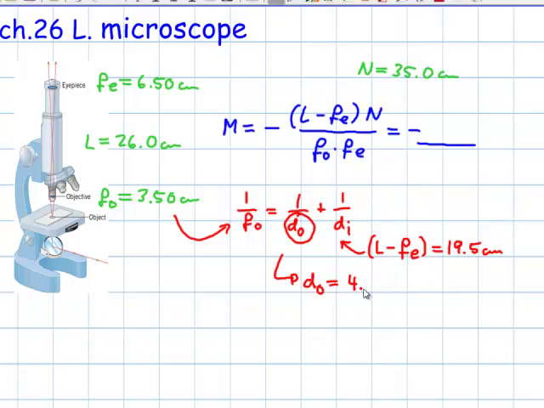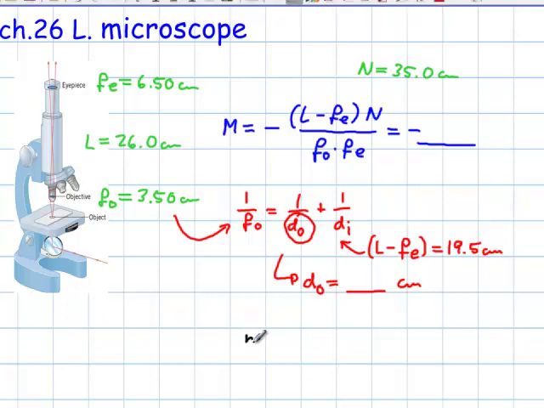Oops, I didn't mean to write this down actually. Just DO equals that. Okay, and then it says, what is the magnification of just the objective lens?